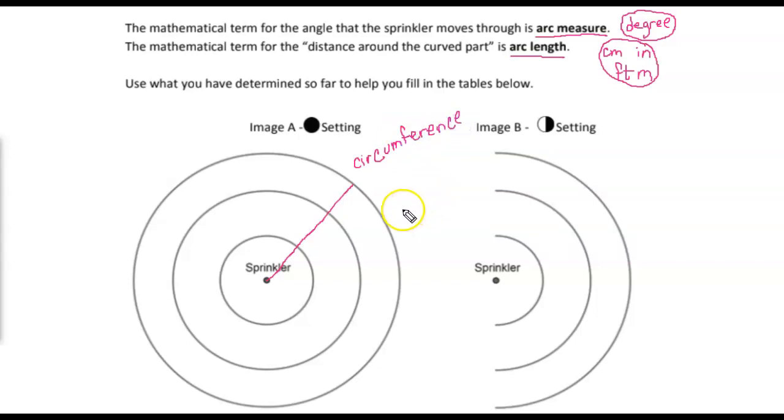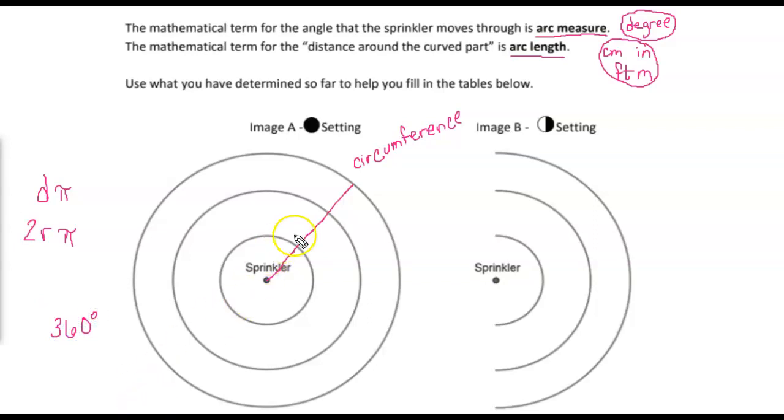So we do need to remember some of our formulas from back in the day. To get the circumference of a circle, if you don't remember, it is the diameter times pi, or if you have the radius, it's 2 times the radius times pi. And that's going to give us the whole distance all the way around. We also know that angle-wise, all the way around a circle is 360 degrees.